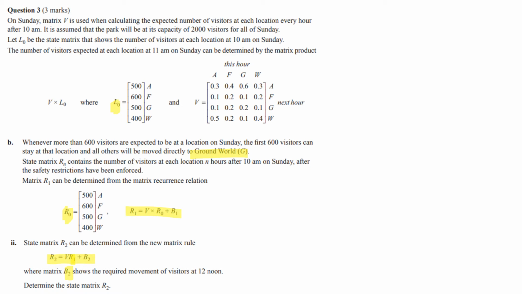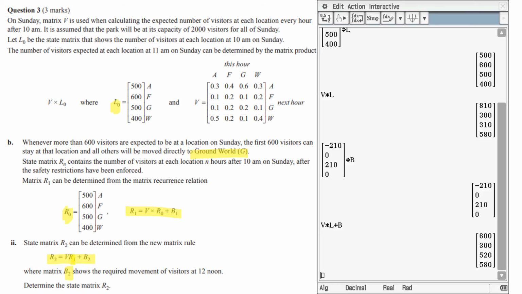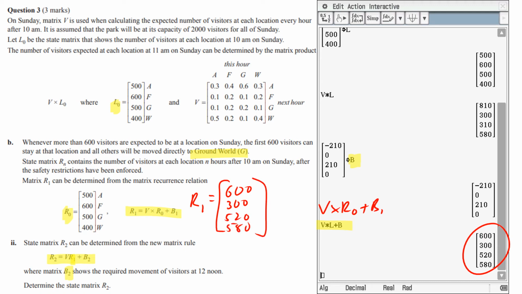So let's have a look at what's going on with that calculation on the calculator. So I put in the B, and I did V times L plus B, which is exactly the same as this equation, which is V times R naught plus B1, and we get this situation. So that's nice. R1 equals 600, 300, 520, 580, and then we're going to use that over here, and hopefully everything's going to work out fine. It's quite tricky, this one.